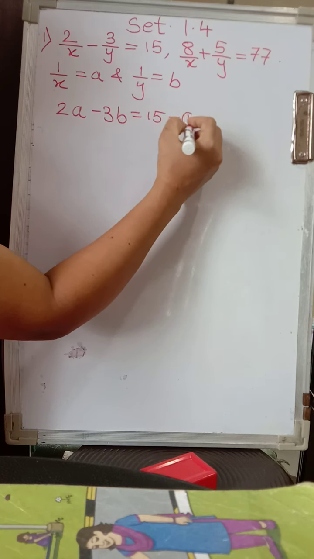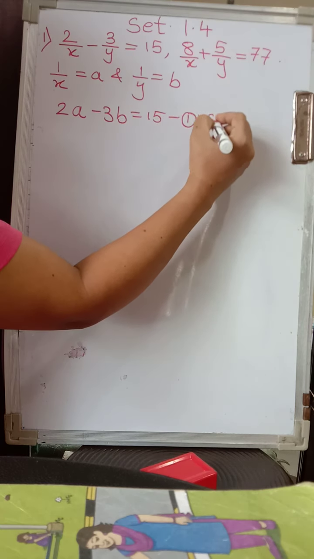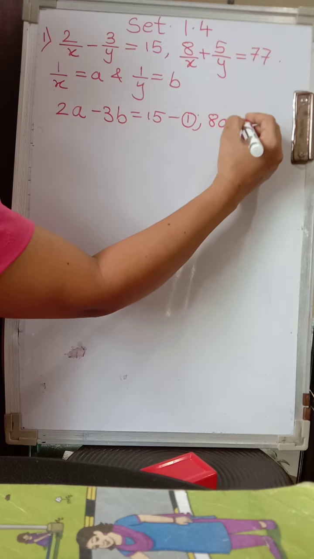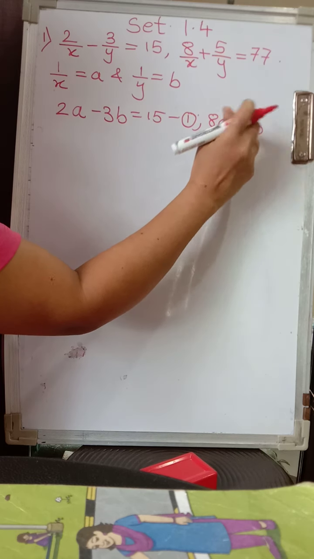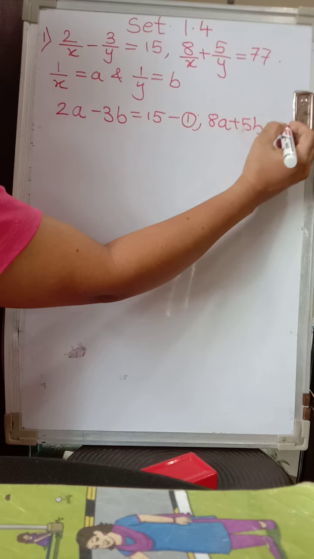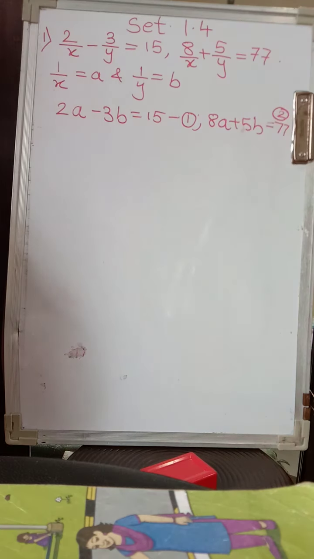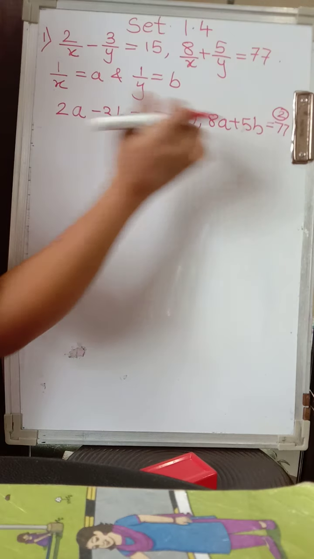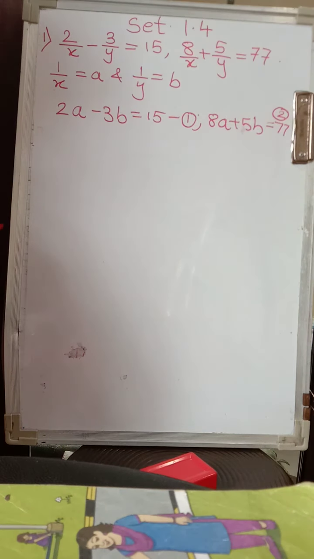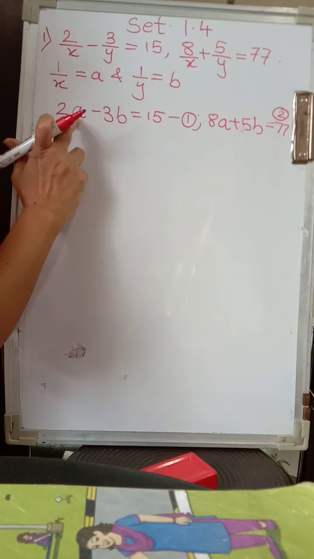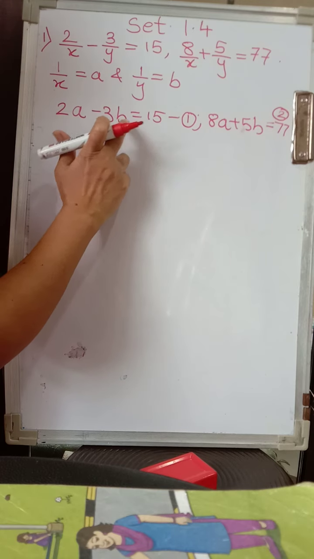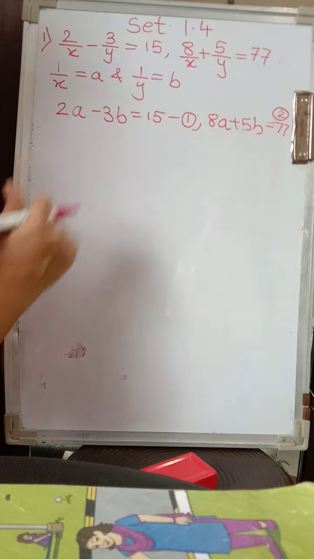I'll write this as equation 1 now. And for this, I will get 8a plus 5b is equal to 77. This equation is 2. So this is the first equation and this is the second equation. Now these are linear equations in two variables because the index of a is 1, b is also 1, and you have two variables.